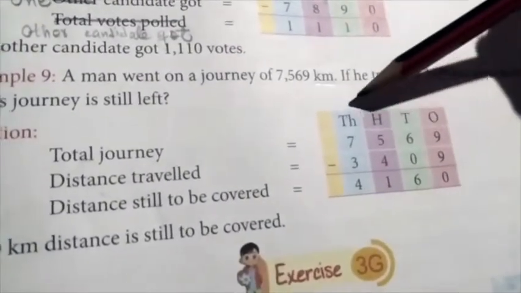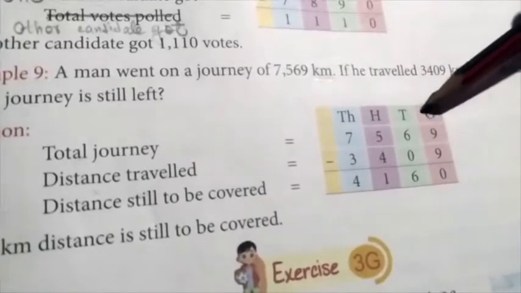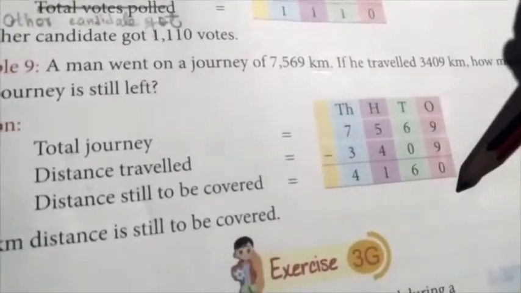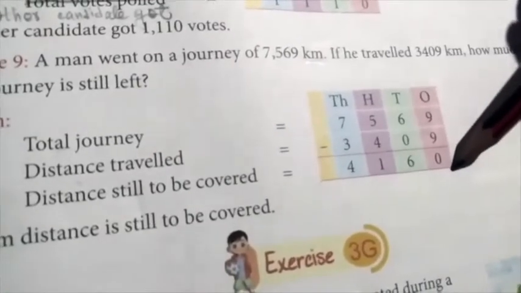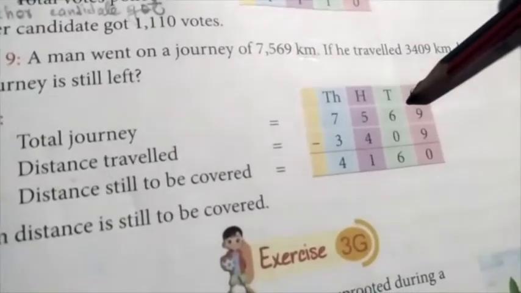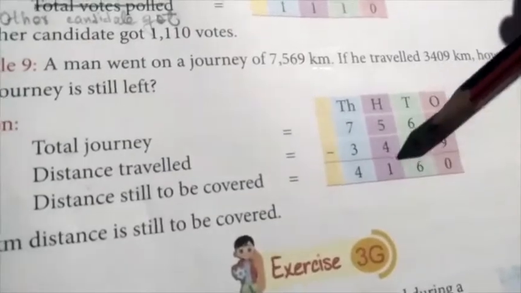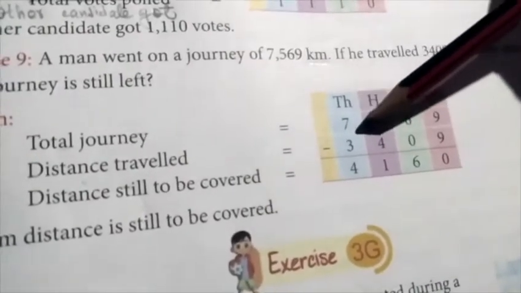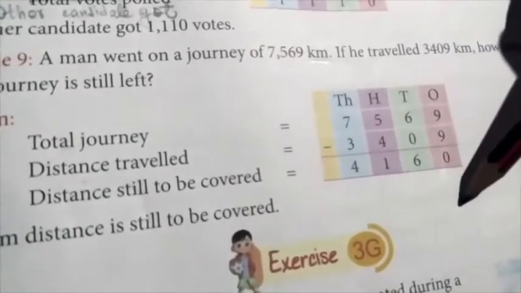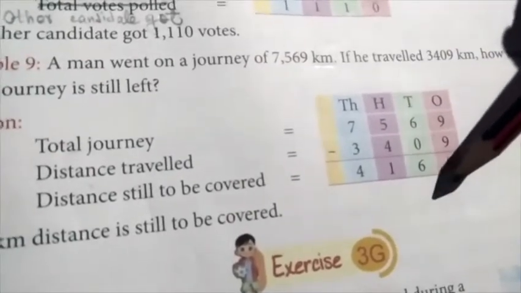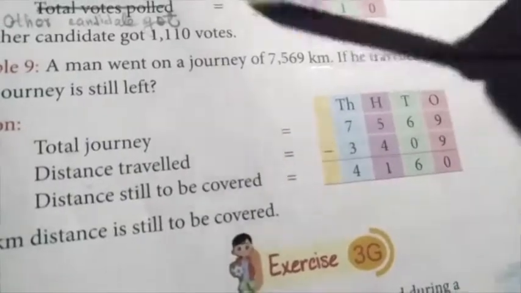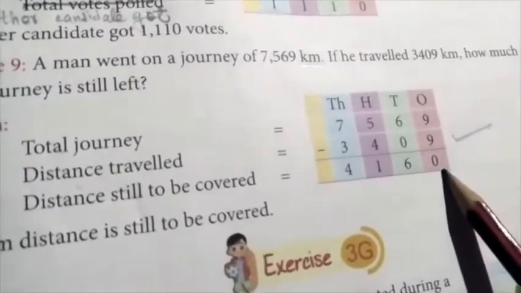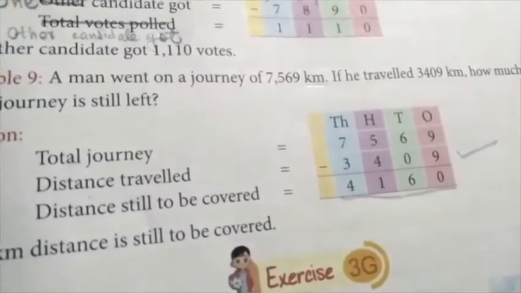Subtraction of a 4-digit number: you write thousands, hundreds, tens, ones. You write the bigger number above and the smaller number below, and you subtract the ones first. 9 minus 9 is 0. You move to the tens place, 6 minus 0 is 6. You move to the hundreds place, 5 minus 4 is 1. Then you move to the thousands, 7 minus 3 is 4. So 4160 kilometers is the distance still to be covered by the man. He has already traveled this much and he needs to travel this much. So this is the answer.